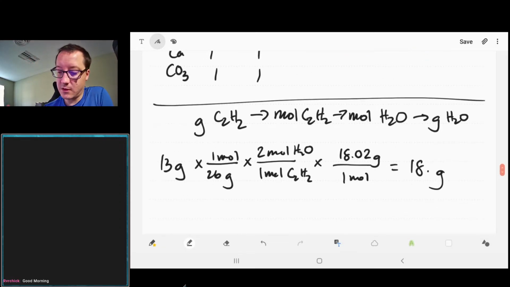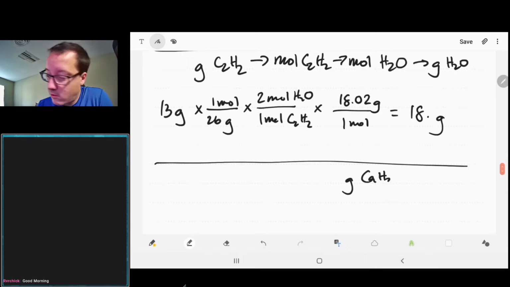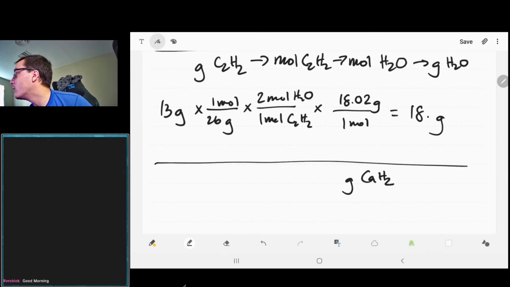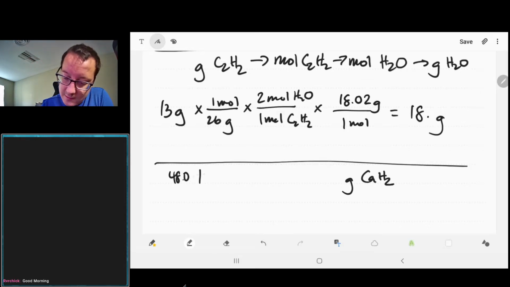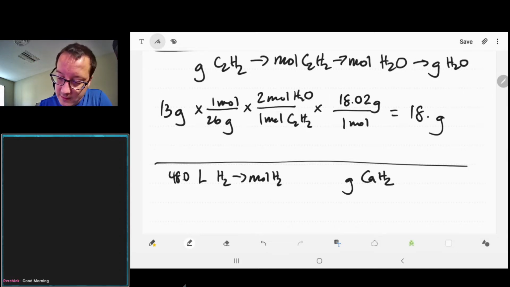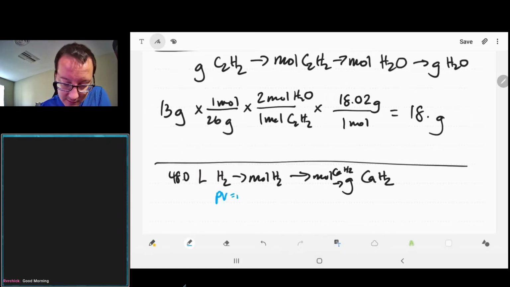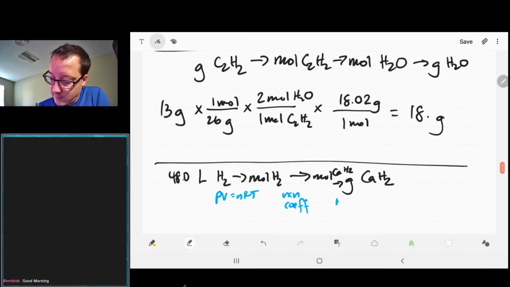Okay, similar problem, but now we're looking at gas stuff instead. So we have calcium hydride reacting with water to form hydrogen gas. We have the equation there. How many grams of calcium hydride are needed to generate 48.0 liters of hydrogen gas? So 48 liters of hydrogen gas at these temperature and pressures. So we can go from liters to moles. This time though, it's not liters of solution. This is PV equals nRT. You don't have a molarity. So definitely can't do that. And then we have molar mass on this side.